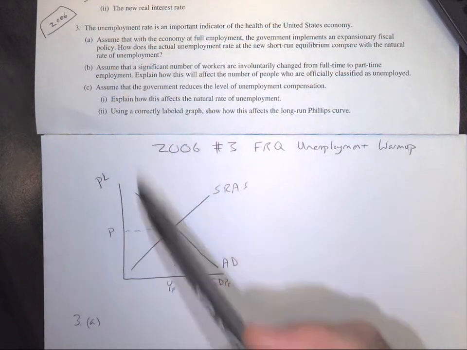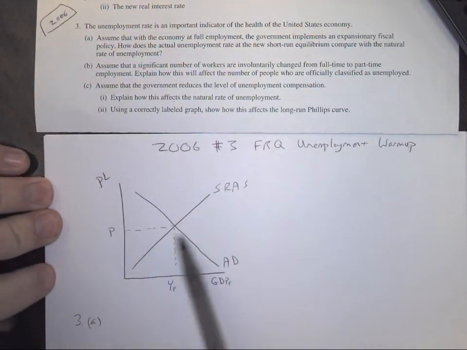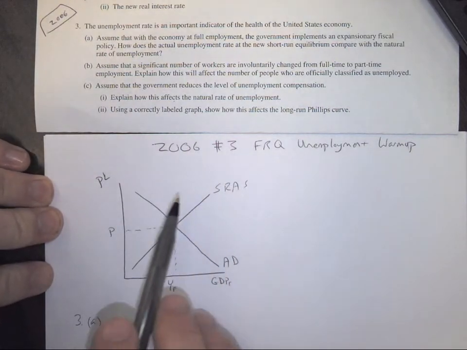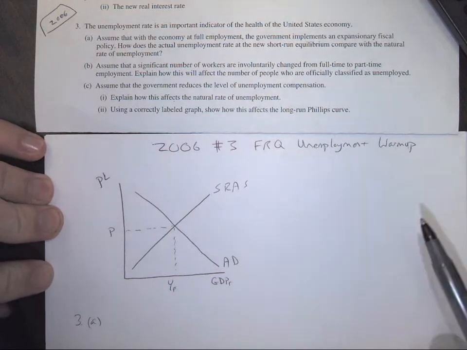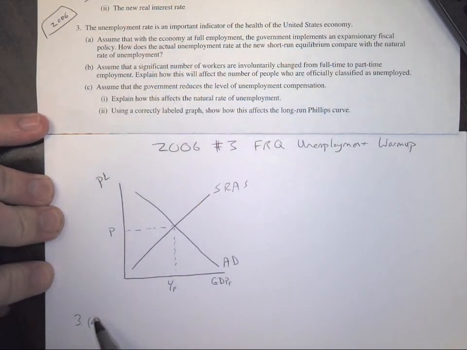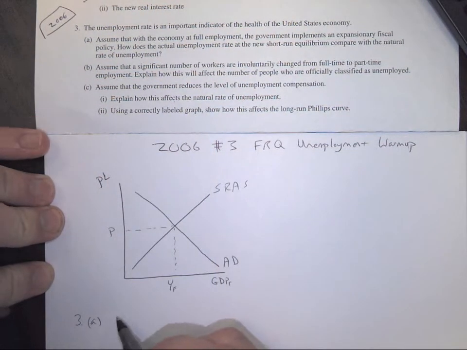Alright, so we have 3A, and I went ahead and drew this to help explain it to you. You don't have to draw this, it's not part of the question, but I might as well introduce it to you as far as what our thought process should be. So remember to write 3 and then an A, just like the same structure they give you in the question when you do an FRQ.